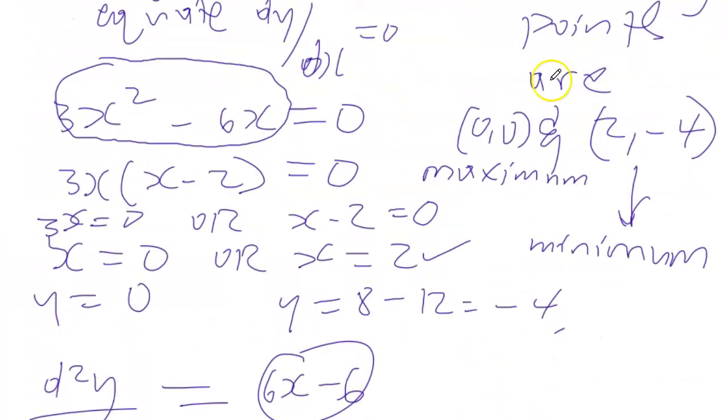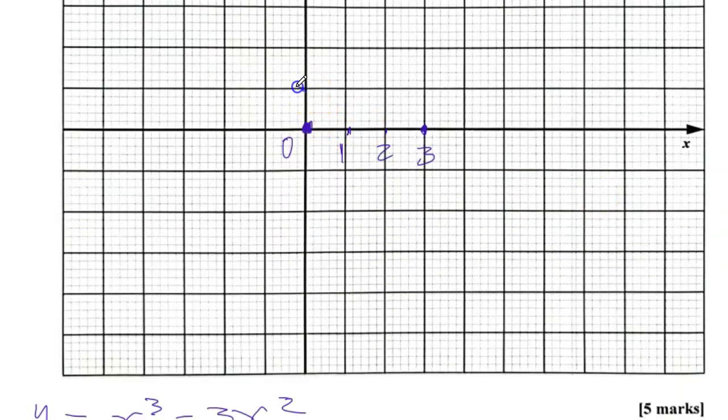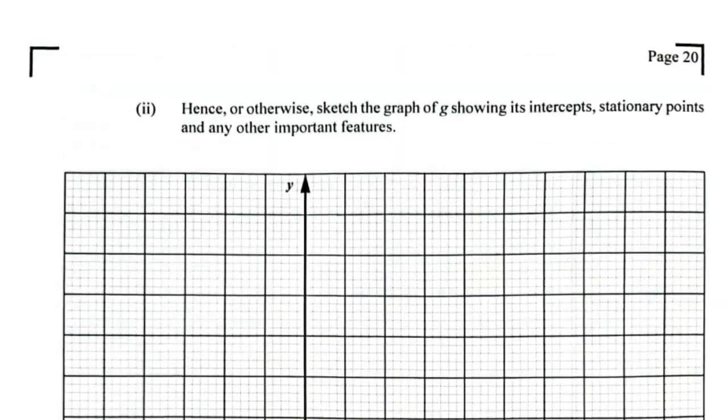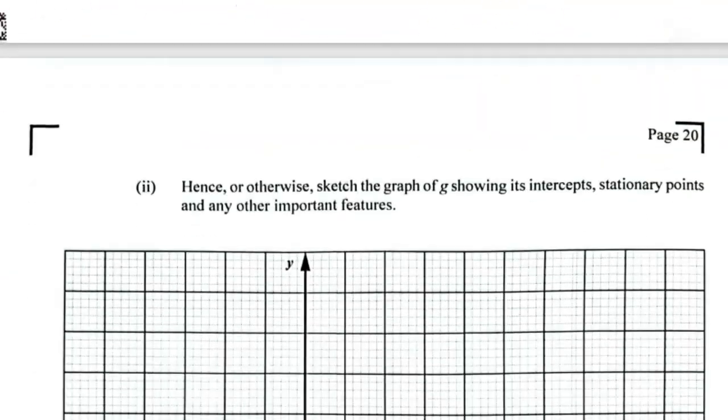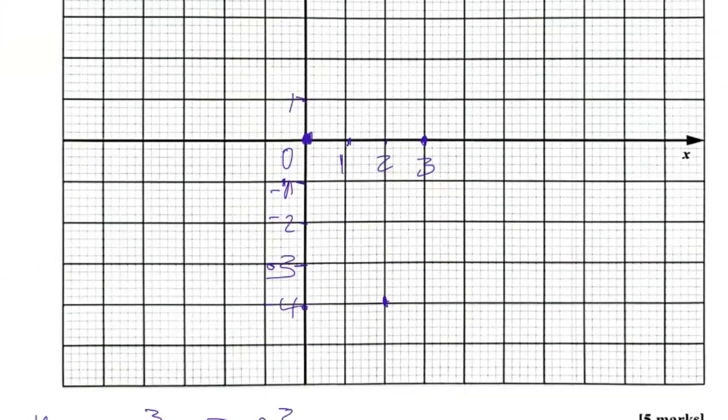Remember, the turning points were 0, 0, and 2, negative 4. Maximum at 0, 0, minimum at 2, negative 4. Let's plot the point 2, negative 4. So this is 1, negative 1, negative 2, negative 3, negative 4. So 2, negative 4 will be around here. Was it 2, negative 4? Yes, 2, negative 4. That's the minimum point, and the maximum is 0, 0.